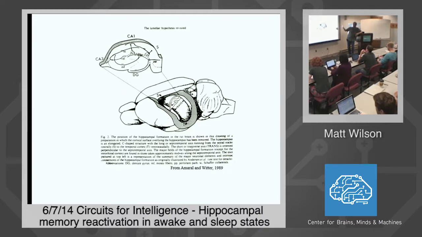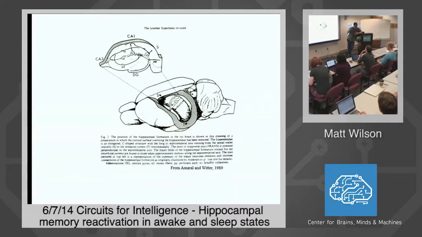Previous to that, there had been more cognitive, neuropsychological work, which had demonstrated the involvement of the hippocampus in all forms of memory in rodents, and most notably in autobiographical or episodic memory, event memory in humans, in the seminal case of patient HM, which I'm sure you're all familiar with.